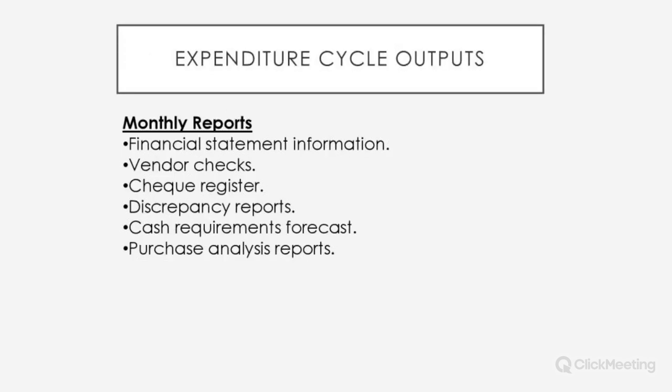Monthly reports that the expenditure cycle produces include financial statement information, vendor checks, check register, discrepancy reports, cash requirements forecast, and purchase analysis reports. It could also be supplier payment reports and accounts payable reports, which is the aged accounts payable report. So these are some of the monthly reports that the expenditure cycle produces, and they are very useful because they help a business analyze its transactions and also the wealth of the business.